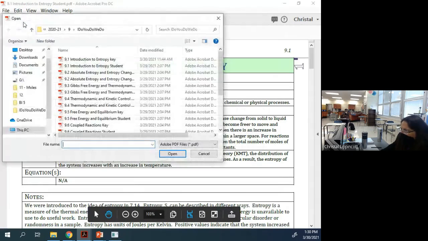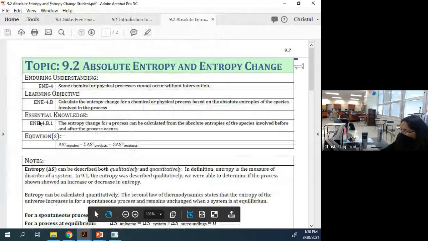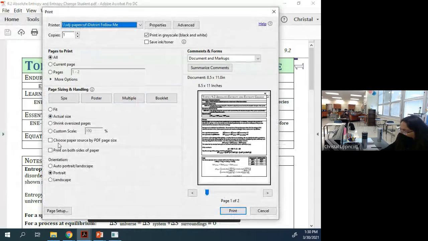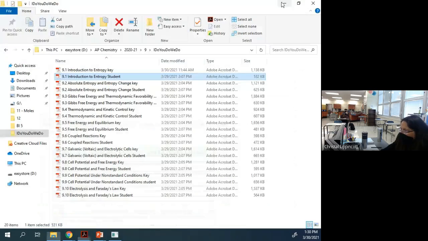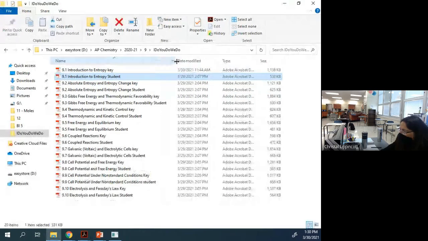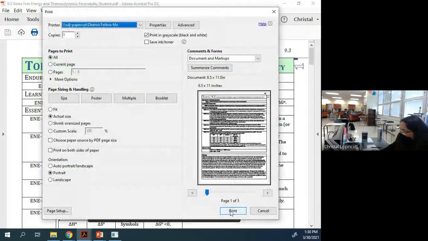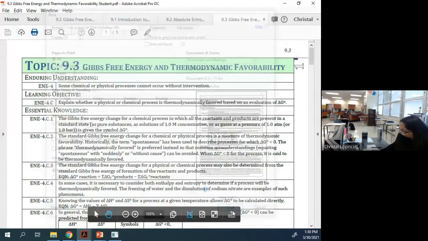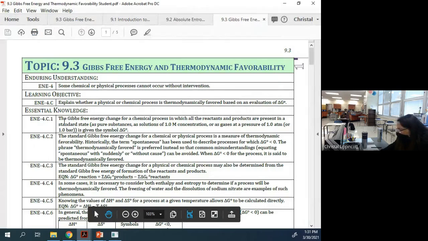File, open. File, print. And this one, here we go. Okay, so then print. And yep, this was the one that I didn't have. So then I get charged for an extra page if I do it back to back to back to back. Yeah, because I'm cheap. All right, I will go and get those run off for you real quick.